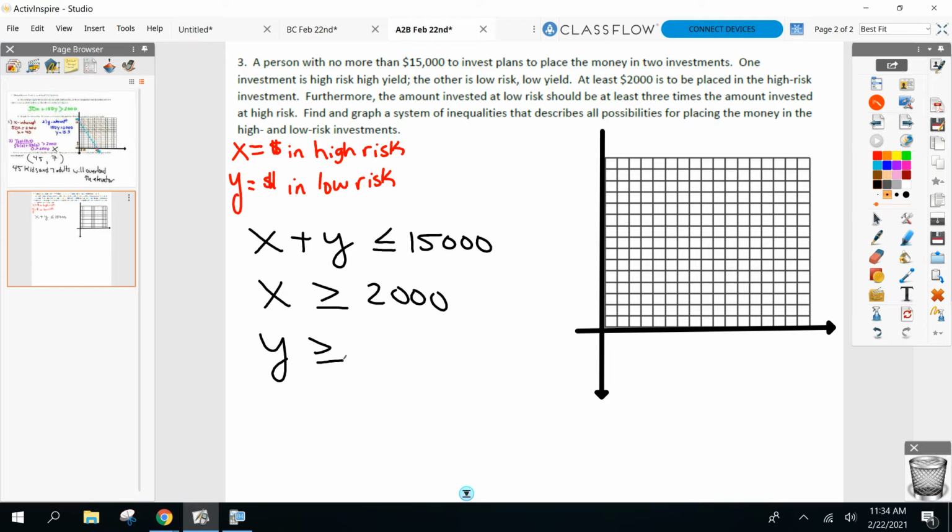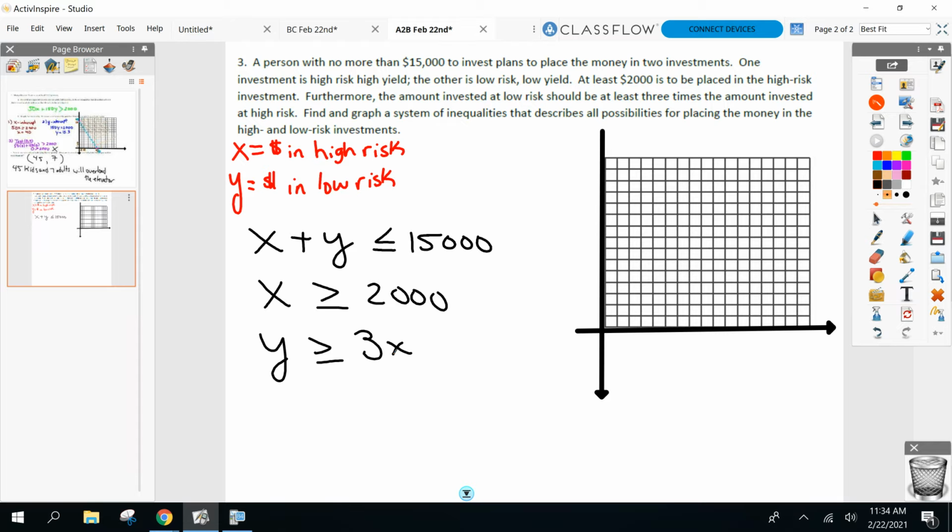So would it be 6,000? No, a lot of people say 6,000, but I may do 2,000. I may do 3,000. I may do 4,000. Right? I don't know how much I'm doing at high risk. Okay. All right, so I'm just going to put 3x.